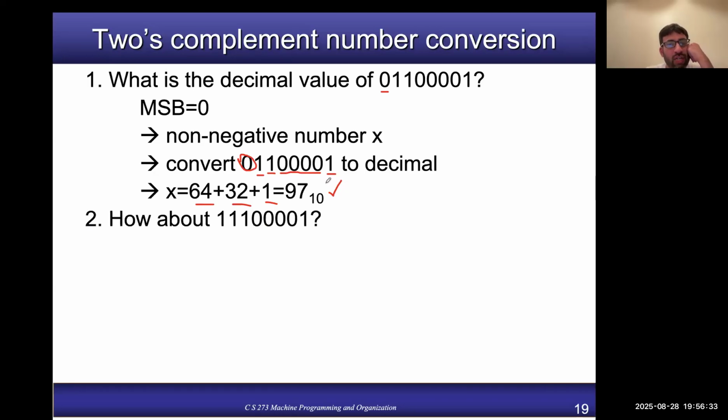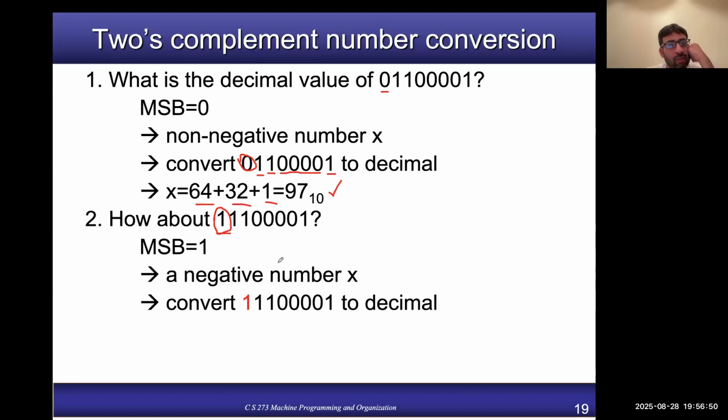Okay. How about triple one? I'm reading from the most significant side. So this is the most significant side: 1, 1, 1, all four zeros and then 1. So how will we convert this into decimal? Again, we first look at the most significant bit. The most significant bit is 1, which means that this number is a negative number. Okay.